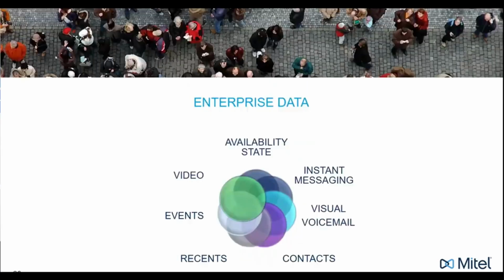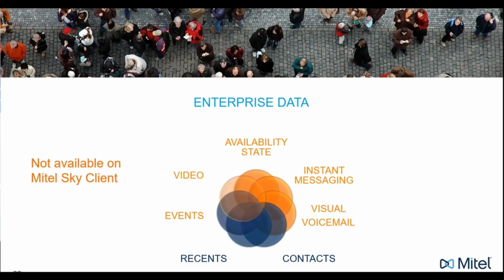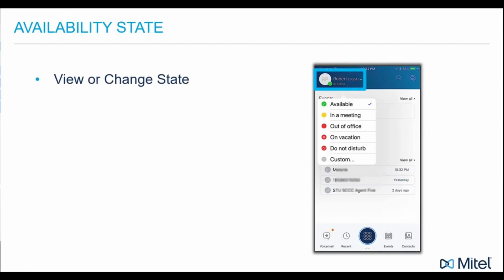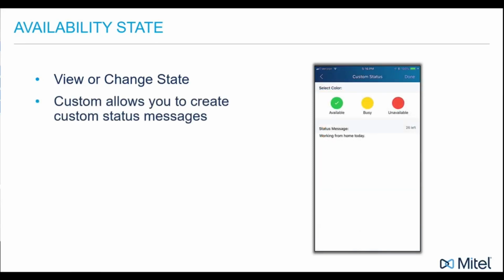Now let's talk about the many enterprise data options available on your Connect for Mobile client. Please note that the features shown in orange are not available on the Mitel Sky mobility clients. When you're looking at the dashboard, select the Availability State menu to show or change the current state. Changing the state here affects not only your mobile device, but also changes the state on your phone and your Connect client. The Custom mode allows you to create a custom status message that people can see when viewing your name in the Connect client directory.